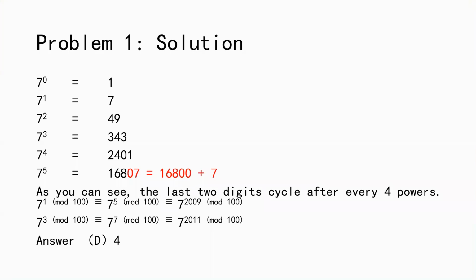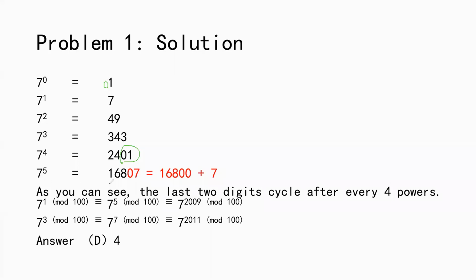Solution. Let's look at it. 7 to the power of 0 is 1. 7 to the power of 1 is 7. 7 squared is 49. And 7 cubed is 343. And 7 to the power of 4 is 2401. And look, this already got a repeat. 7 to the power of 0 is 1. You can consider it as 01.